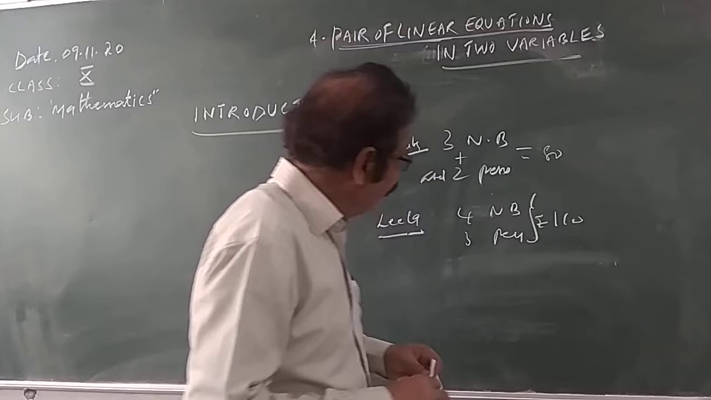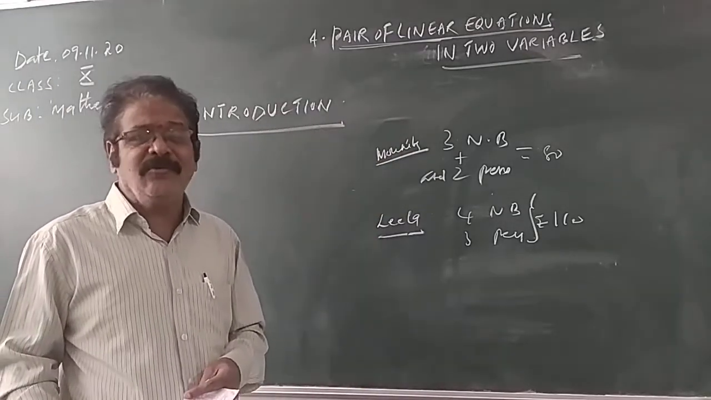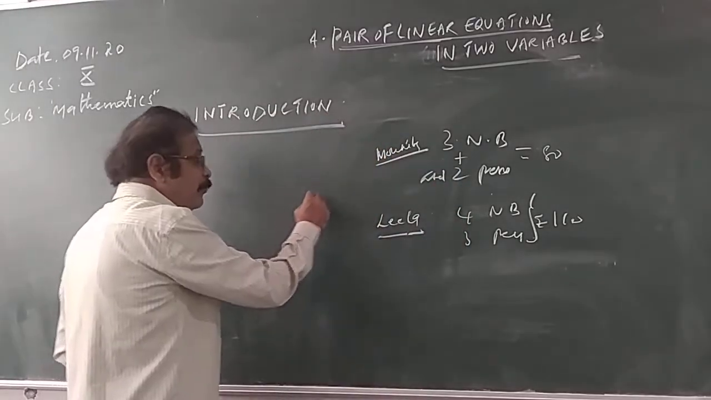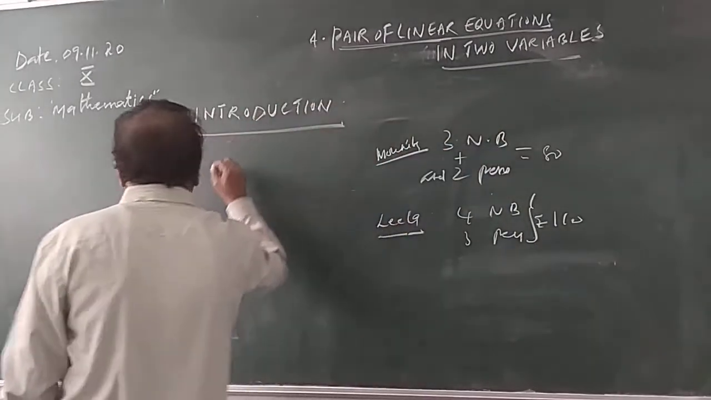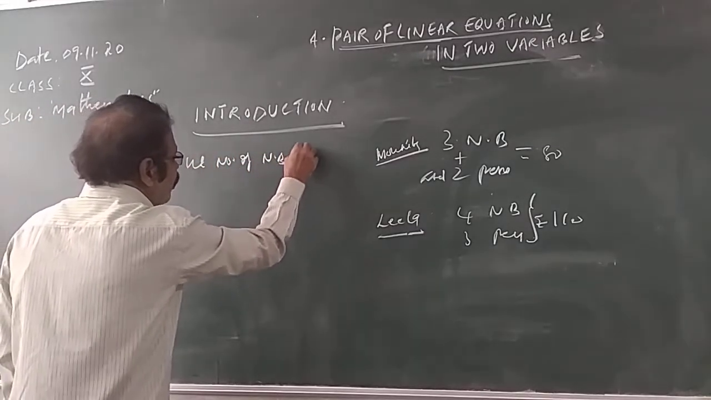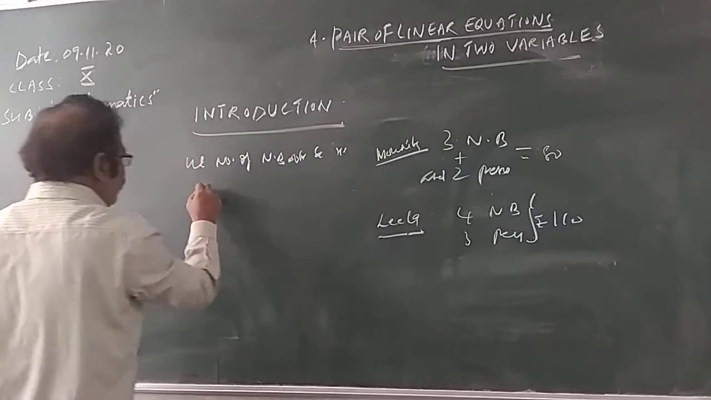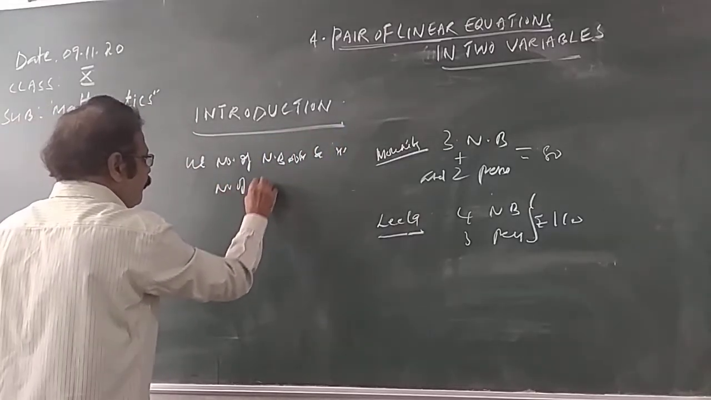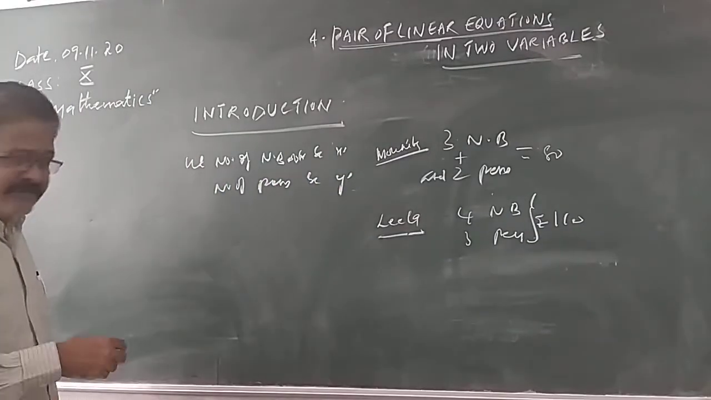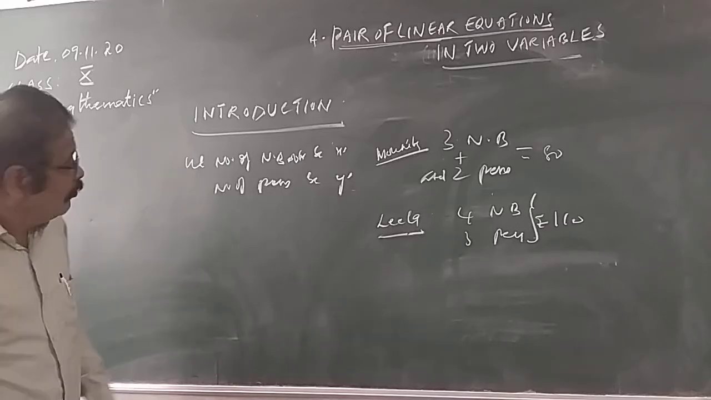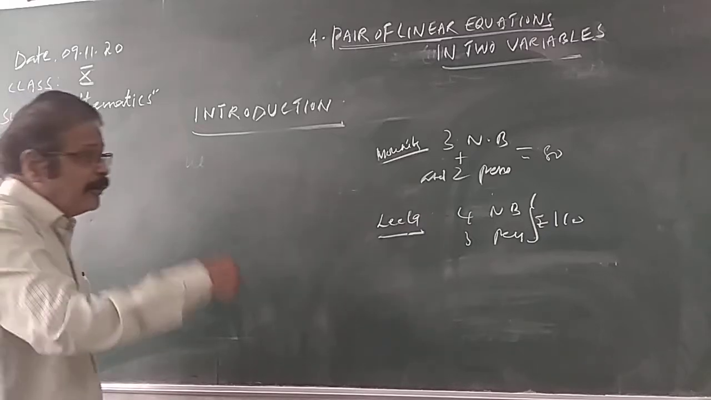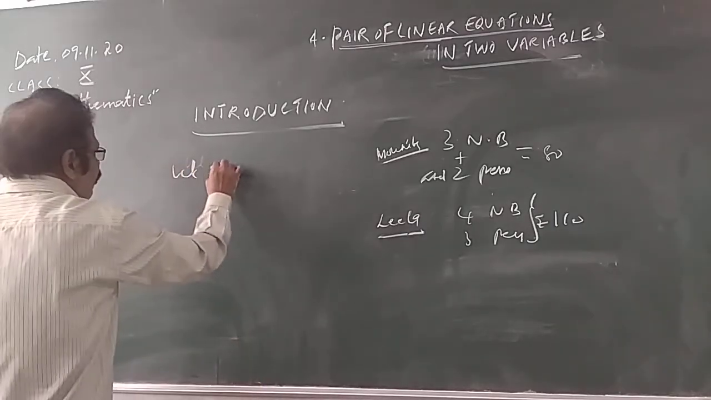So, how to find them? We have to solve equations, so we have to formulate them into equation form. Monica brought 3 notebooks and 2 pens. Let us assume that the number of notebooks is a variable, and the number of pens is another variable, with their costs as the unknowns.